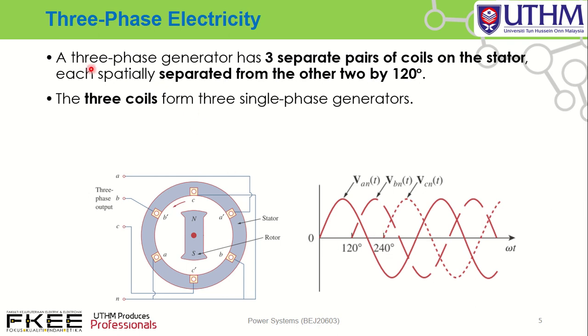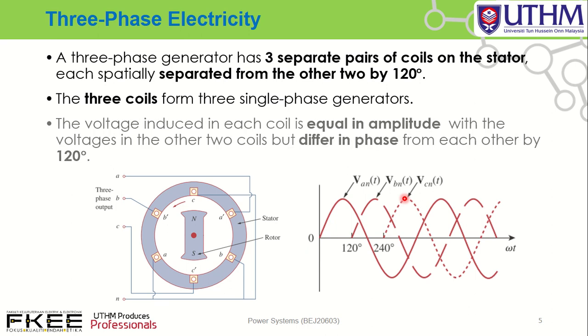The three coils form three single-phase generators. Why single-phase generators? Because each coil generates its own voltage, their own voltages VA, VB, and this one is VC. It can generate three single-phase voltages, or it can work as three single-phase generators.